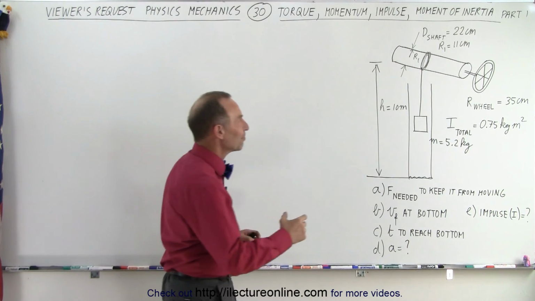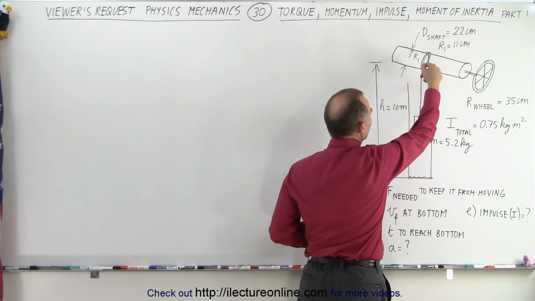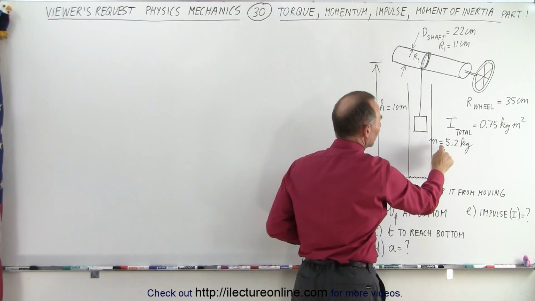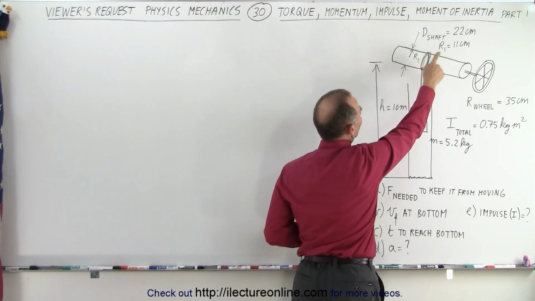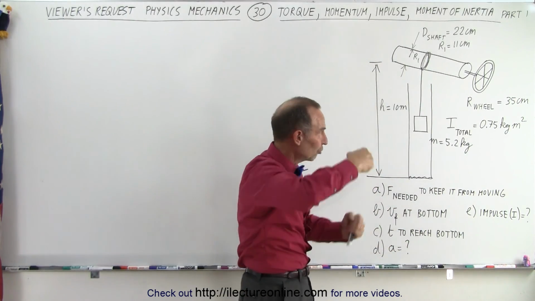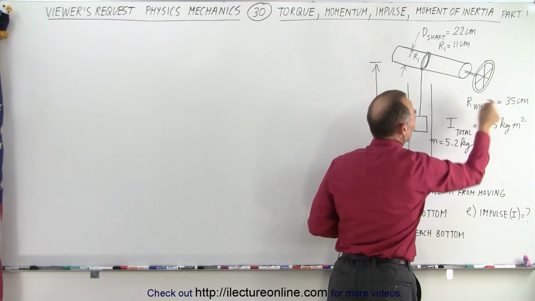So here we have a shaft. A rope is wrapped around the shaft, and on the end of the rope we have a bucket or some object with a mass of 5.2 kilograms. The radius of the shaft is 11 centimeters, and at the end of the shaft there's a wheel, so the wheel could potentially be used to turn the shaft, and the radius of the wheel is 35 centimeters.